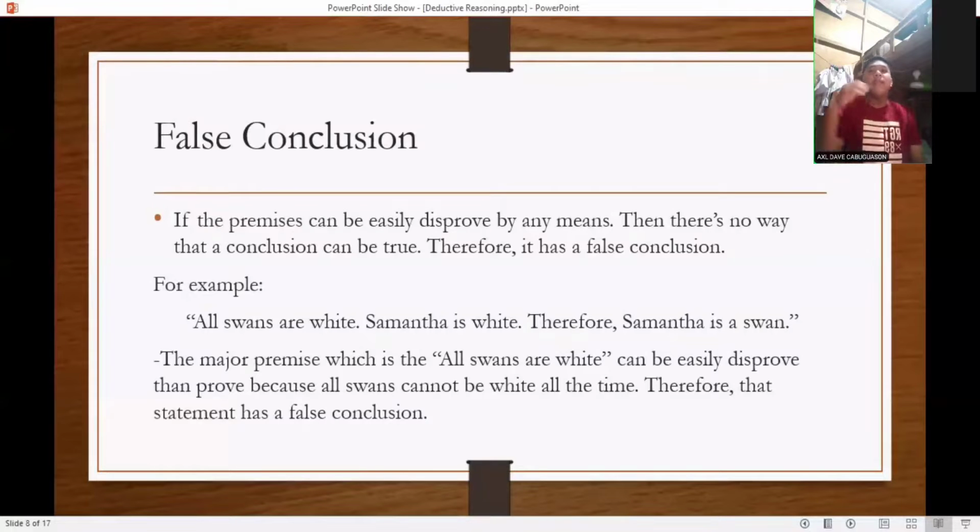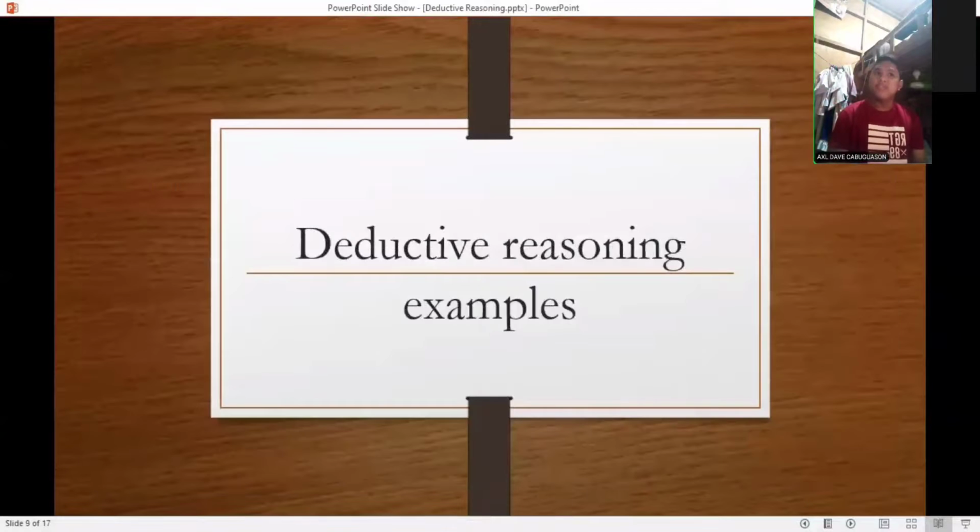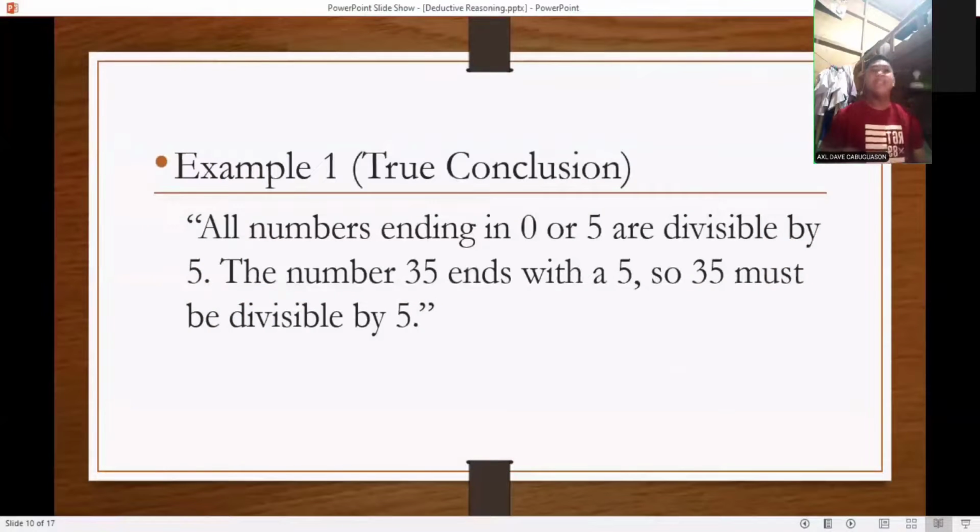And so our major premise is easily disproved. Therefore, our conclusion is easily disproved also, which results in a false conclusion. So that deductive statement has a false conclusion. To further understand the deductive reasoning examples, with whether they have a true conclusion or a false conclusion, here are some of my examples that I've stated in this PowerPoint. Example number 1, which is a true conclusion.